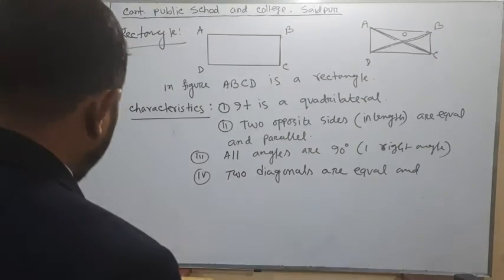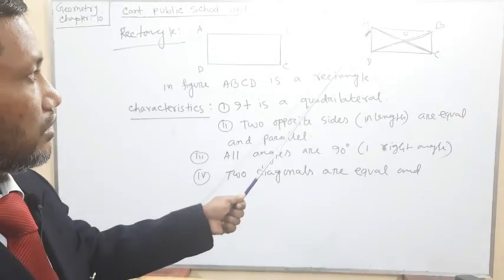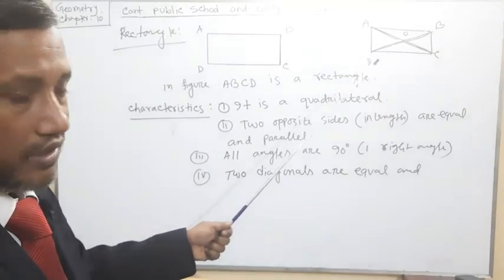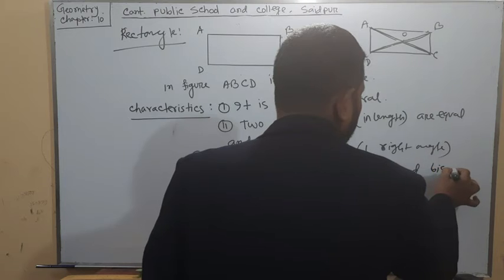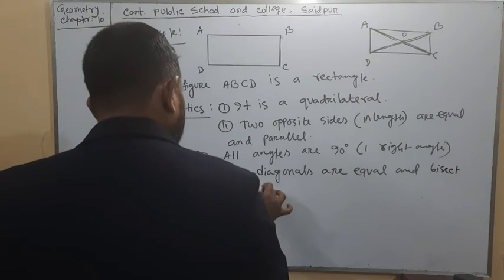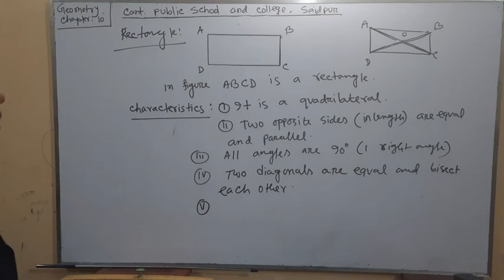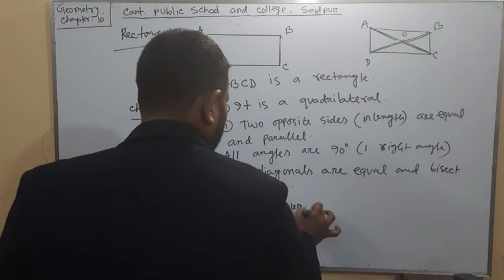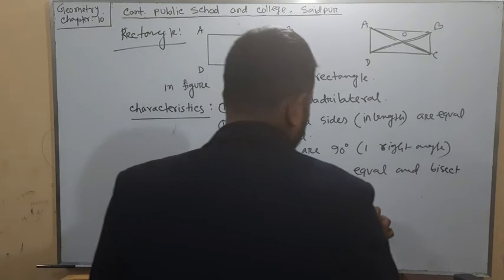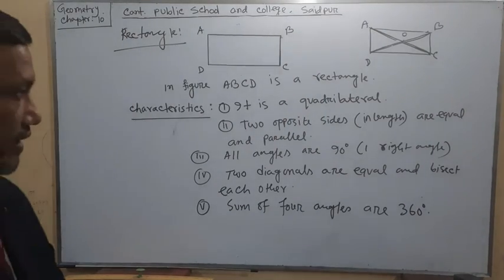That is, two diagonals of a rectangle bisect each other. Here AC and BD, these two diagonals bisect at O. Here AO is equal to OC and BO is equal to OD. So two diagonals are equal and bisect each other. We can write that the sum of the total angles of any kind of quadrilateral will be 360 degrees. Sum of four angles is 360 degrees. These are the important characteristics of a rectangle.